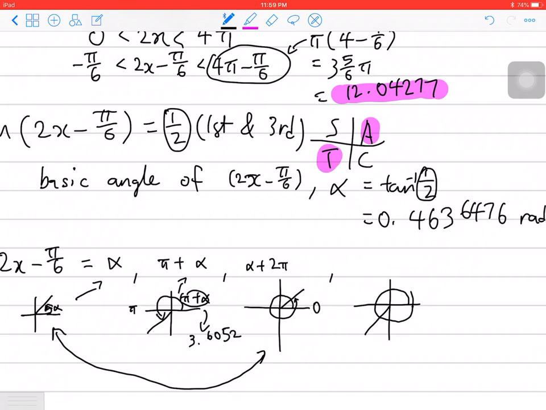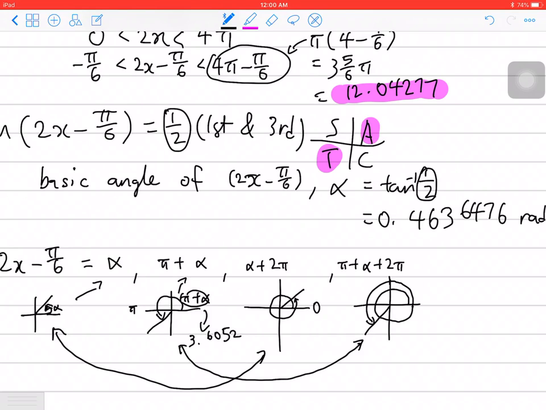First round, second round, third quadrant, and same thing. This pi plus alpha compares with this second round, third quadrant, because it's one more round, so the difference is 2 pi. So we'll have pi plus alpha plus 2 pi.